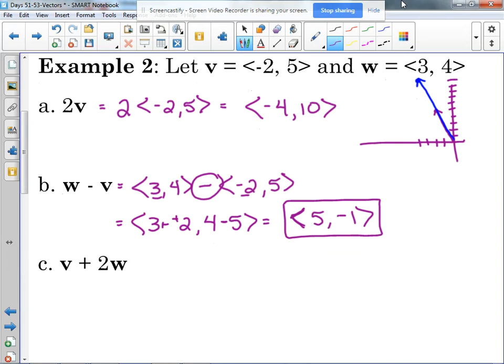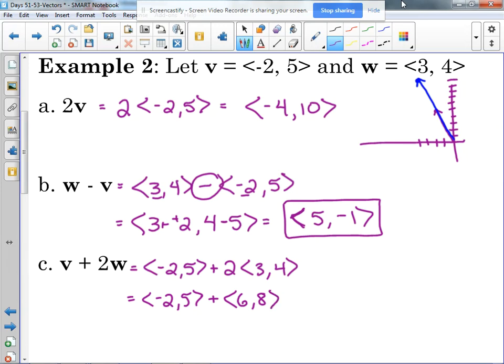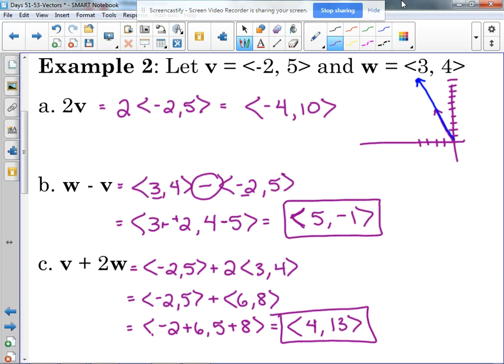Okay, then v plus 2w. So we've got our vector v plus 2 times w. Of course we need to multiply by that scalar first. So that's plus 6, 8. And then we can add the x's, add the y's, and we're finished. 4, 13 is the answer.